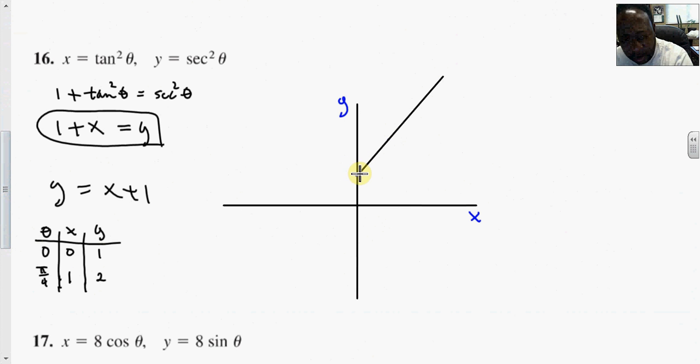It starts here because here theta is 0, x positive. The direction.